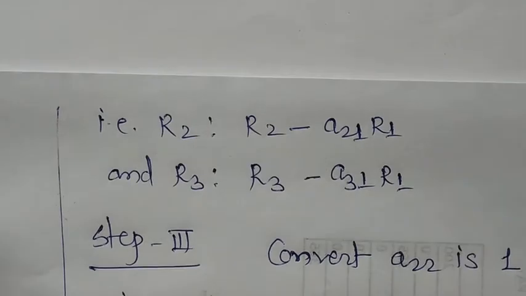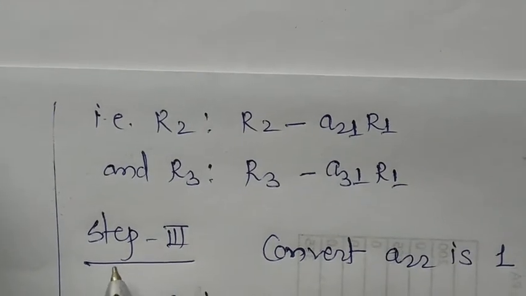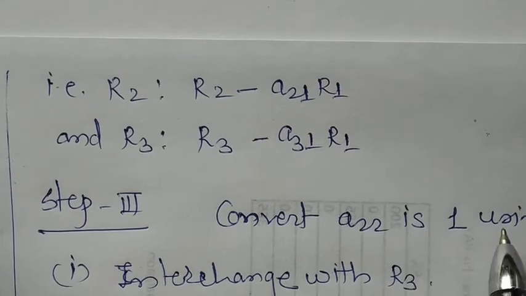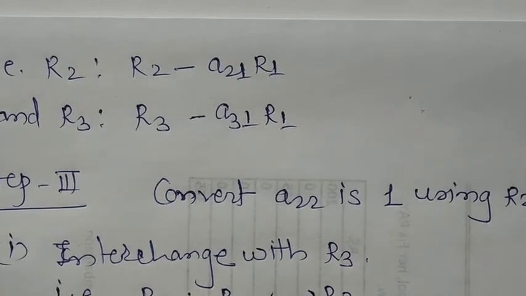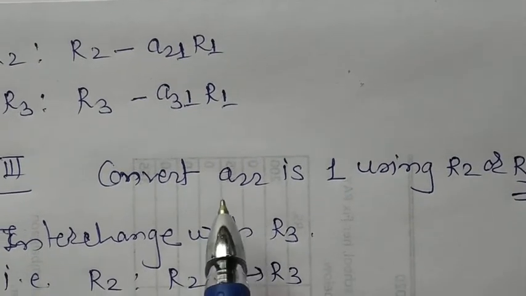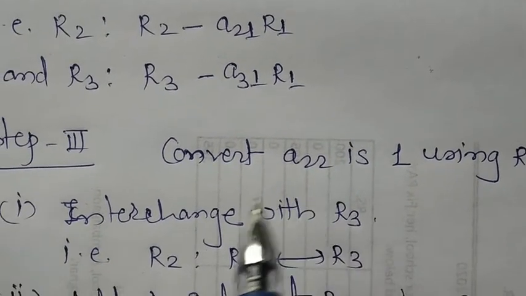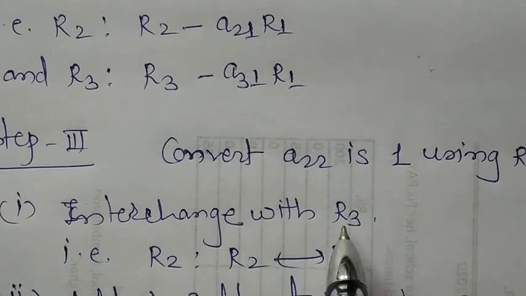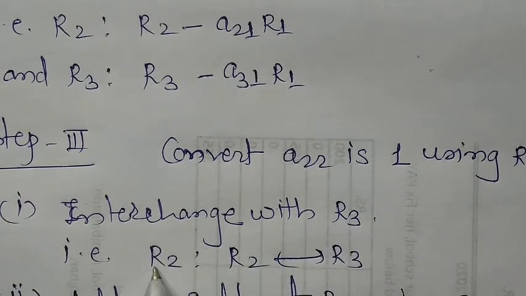Now we take step 3: convert A22 to 1 using only R3, not R1. Again there are 3 stages. First, interchange with only R3. If R3 has a 1 there, then interchange with R3 and it becomes a 1.